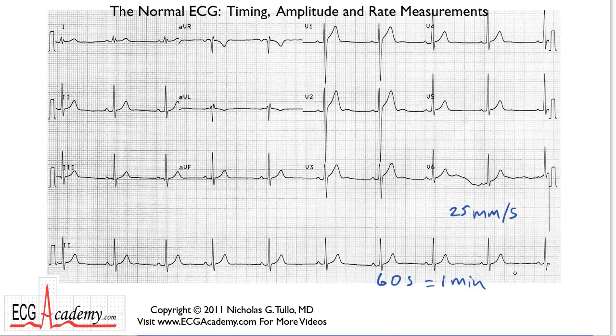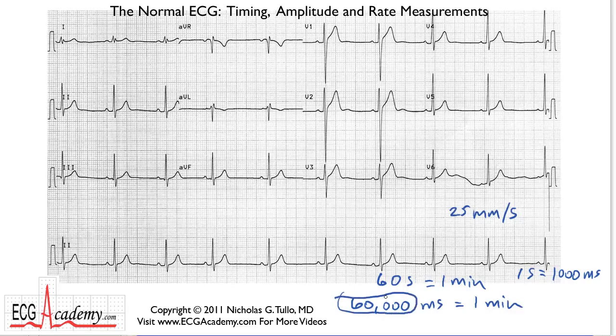Now, we know that 1 second is equal to 1,000 milliseconds. So that means that 60 seconds is equal to 60,000 milliseconds in a minute. Now, that's the fudge factor, 60,000. What that means is that the rate relationship between the interval, or the time between beats from here to here, is related to rate in a calculation: rate is equal to 60,000 divided by the interval between beats. Okay? So how do you figure that out?